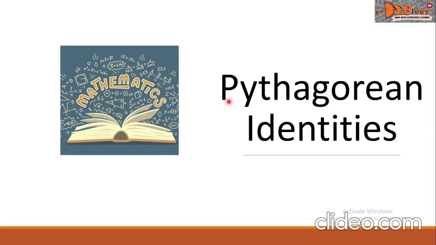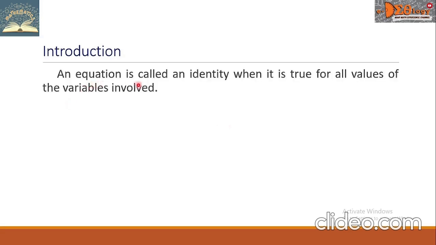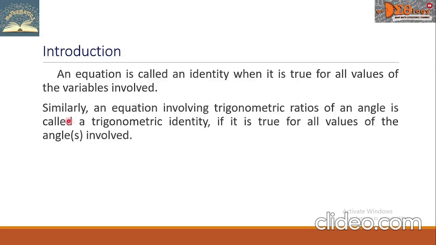Hi everyone! Today we're going to study Pythagorean identities. An equation is called an identity when it is true for all values of the variables involved. Similarly, an equation involving trigonometric ratios of an angle is called a trigonometric identity if it is true for all values of the angles involved.